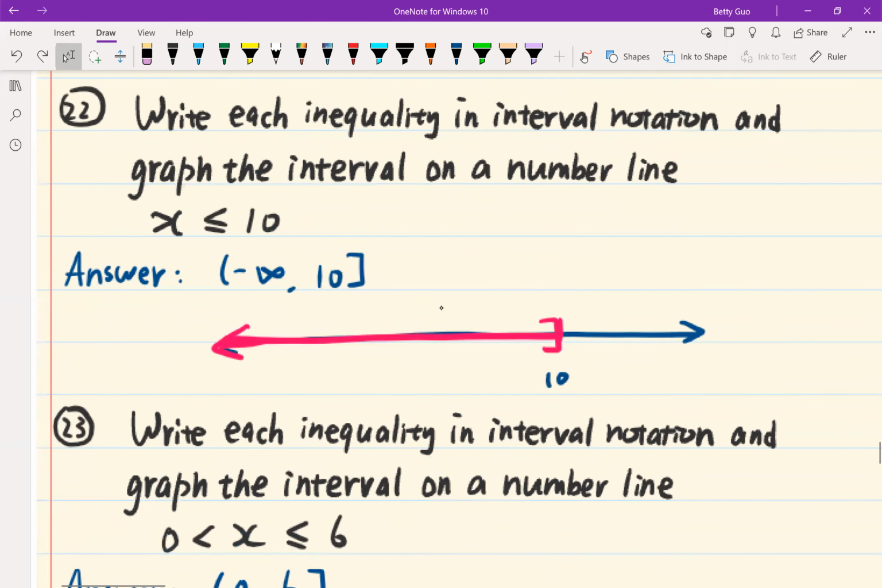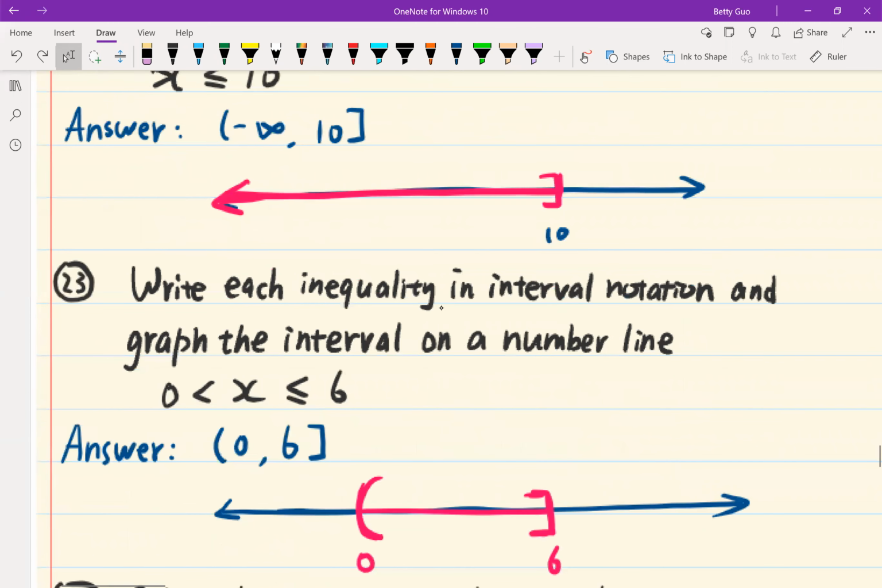Number 22. x is less than or equal to 10, right? x is no more than 10. So this inequality represents all the real numbers less than 10 or equal to 10. So did I answer your question? Okay.